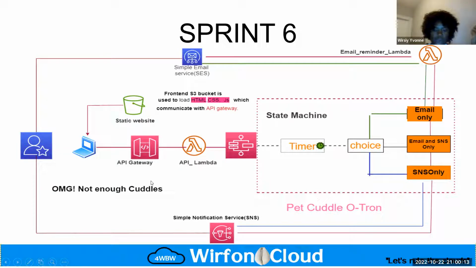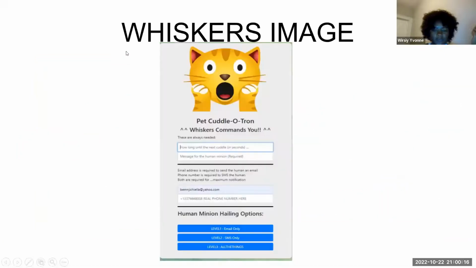And then I will show you our whisker. Okay, this is our whisker. This is how it looks when you open our application. Then here, like I told you about the time, we created the email addresses. So here we are going to put the number of seconds that you want the application to pause before it takes you to the choice state. Here for our time, we chose 120 seconds.